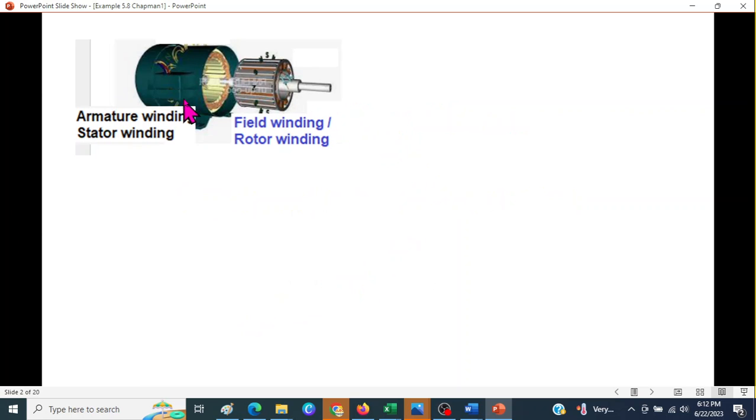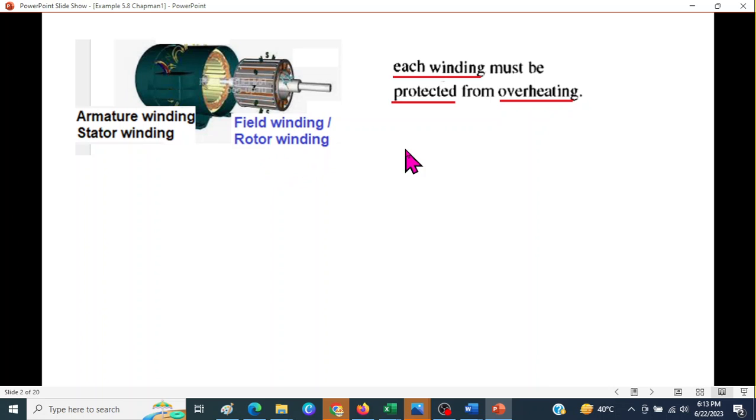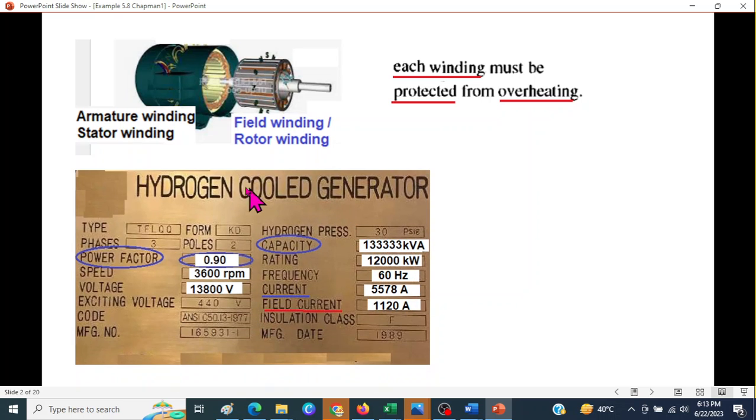So, as we know, the synchronous generator has a body. This is called the stator, on which we have armature winding, and this is the rotor, on which we have field winding. Now, our aim should be to protect both of these windings from overheating, and that determines the limitation or the capability of this generator. And generally the parameters are given on the panel diagram.